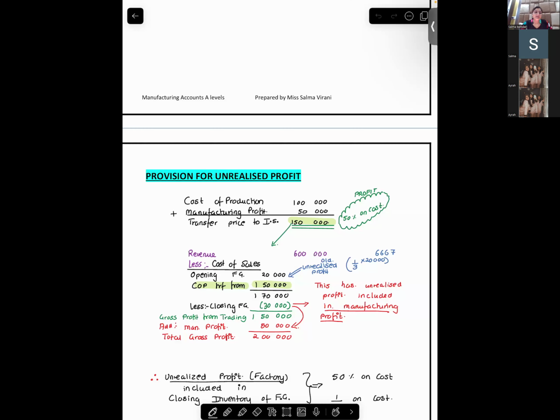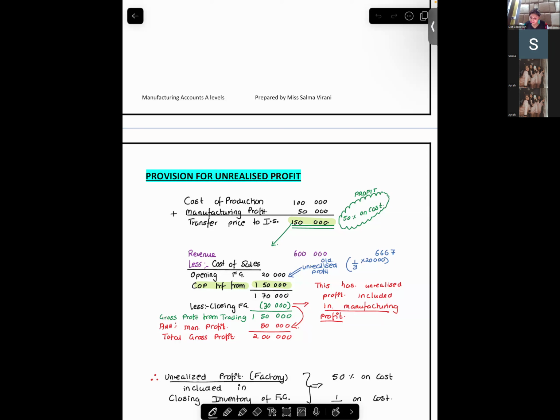So basically, we are learning about PUPA. What is PUPA? Provision for unrealized profit. Provision for unrealized profit account. And can you tell me how it is created? I don't know. Okay, you don't know what PUPA is.